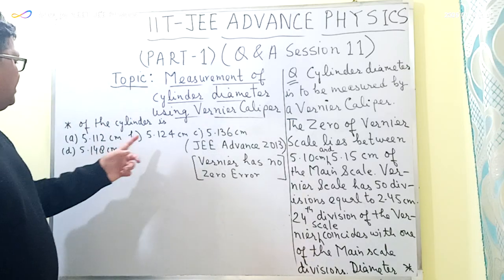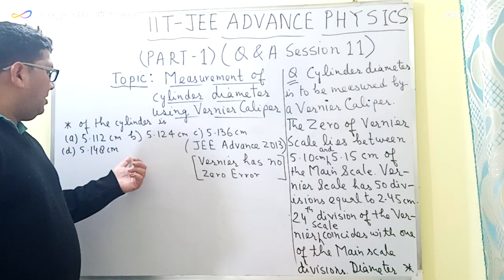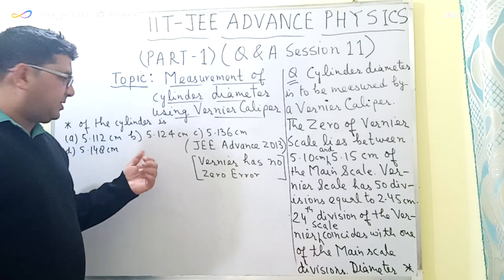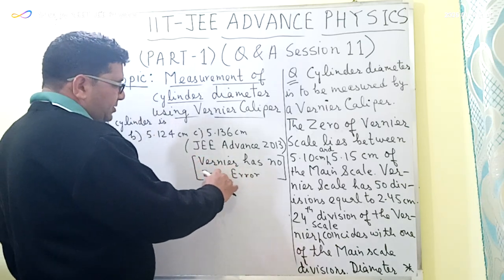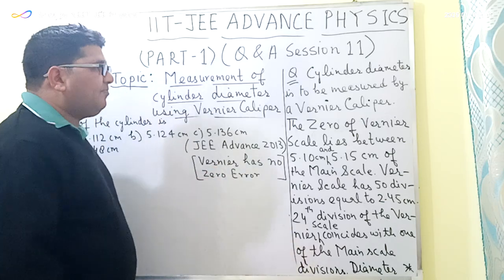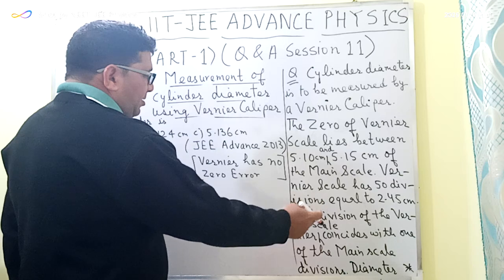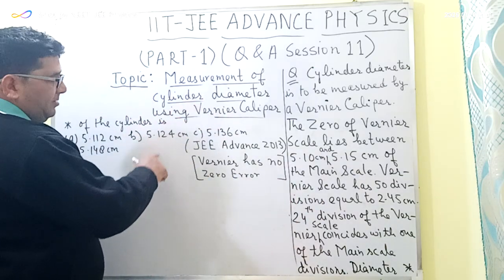So the diameter of the cylinder is, and here four options are given, and we have to find the correct option. So in this question, first of all, the vernier caliper has no zero error. It is already mentioned in this question. And in this question, we have to find the diameter of the cylinder.